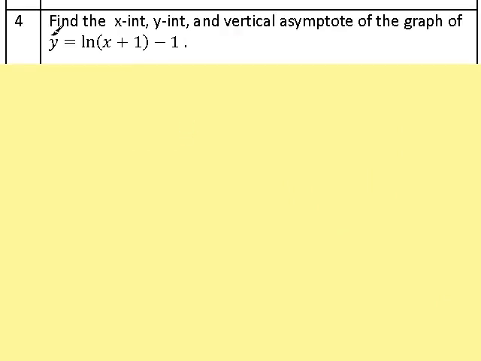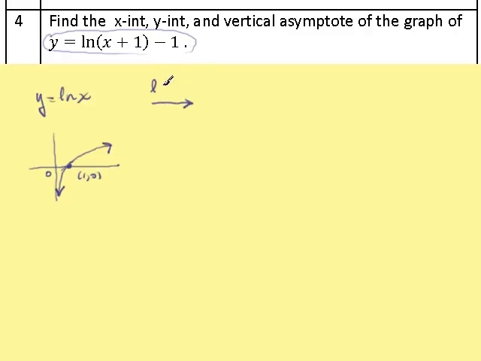In number 4, let's graph y equal ln(x plus 1) minus 1, and then we'll find this information. All right, so we'll start with y equal ln x, and we saw what that looks like before. y equal ln x goes through 1, 0, has a vertical asymptote on the lower half of the y-axis, and it goes up slowly on the right. We'll start with the translation left 1 and graph y equal ln(x plus 1).